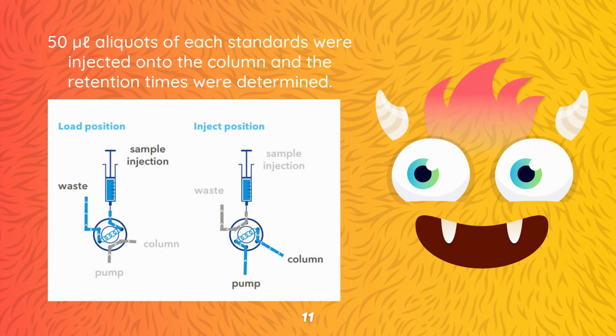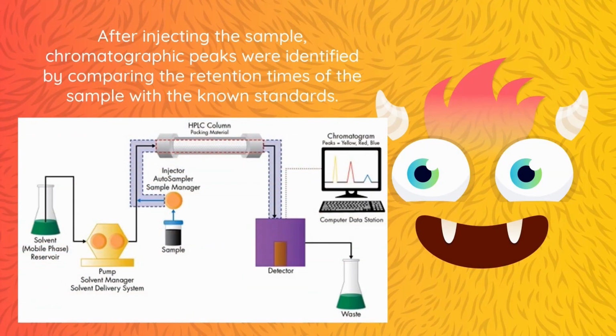50 microliter aliquots of each standard were injected onto the column and the retention times were determined. After injecting the sample, chromatographic peaks were identified by comparing the retention times of the sample with the known standards.